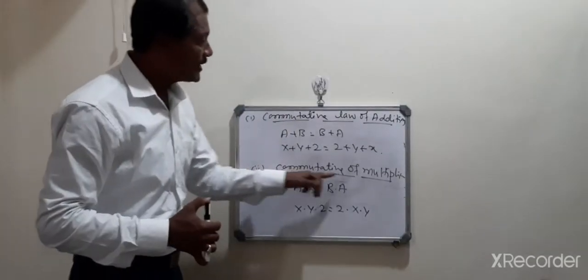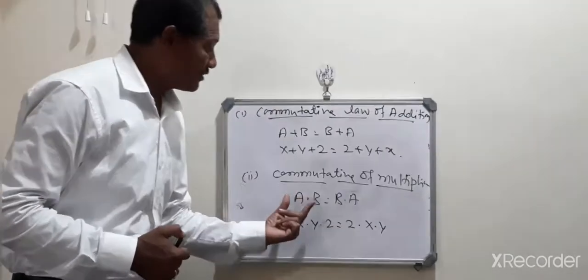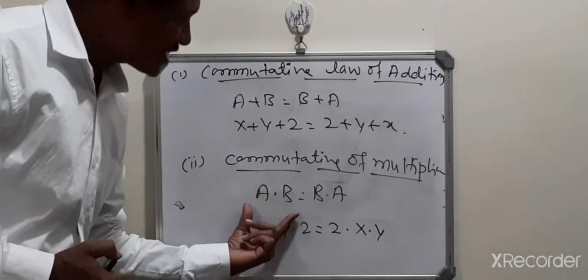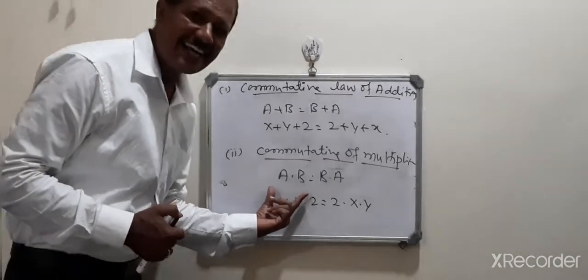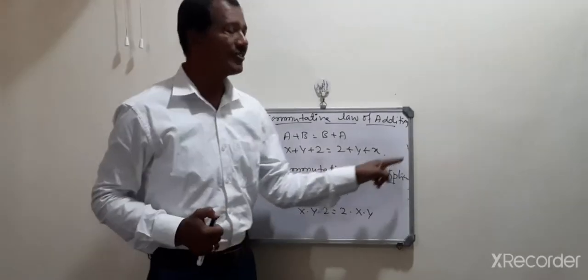Second one is commutative law of multiplication. It states that if a number of variables are ANDed, the order in which these variables are ANDed doesn't make any difference. That is commutative law of multiplication.